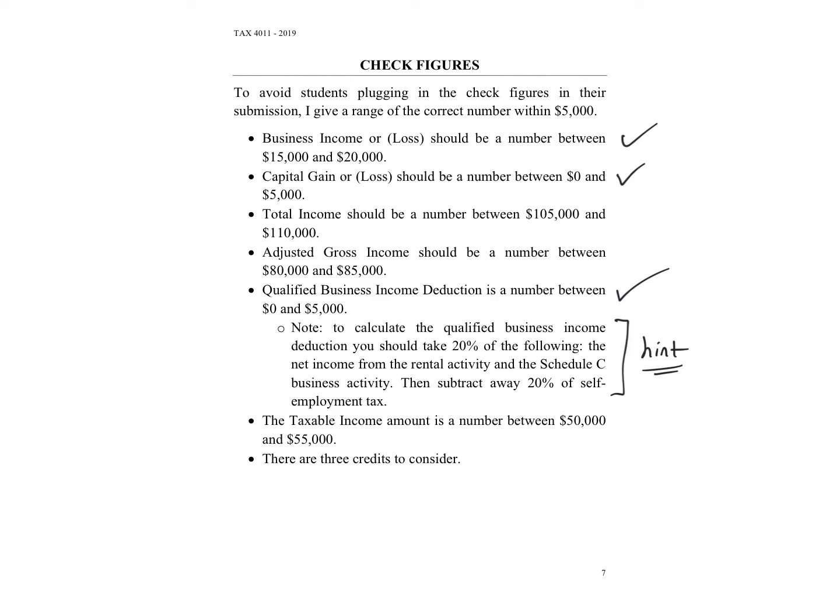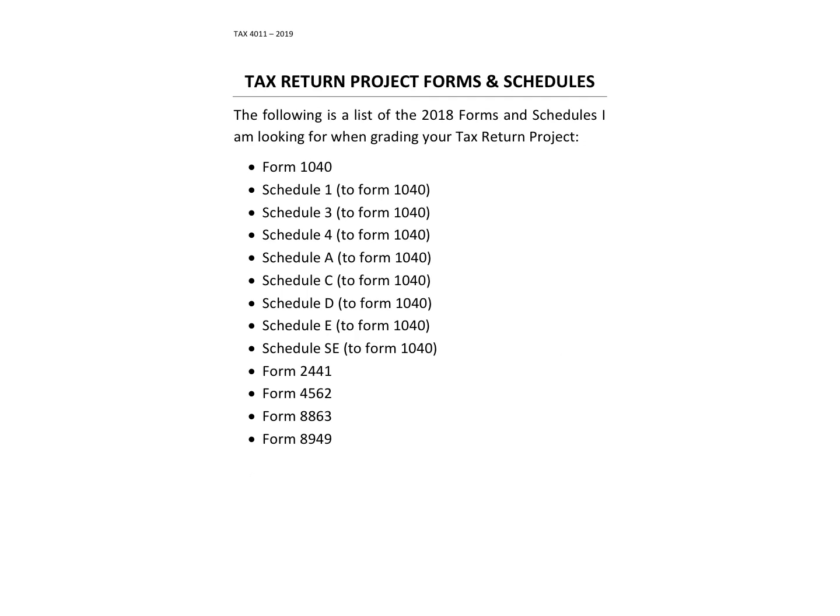And I give you ranges. I tell you, hey, the numbers that you should get for adjusted gross income, for business income should be within these ranges. And I give you ranges within $5,000. Here are the forms that you need to turn in at the end. Just these ones.